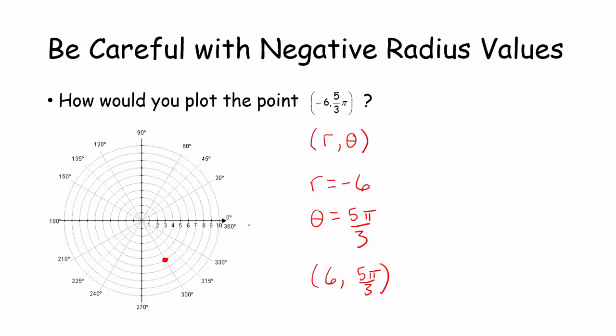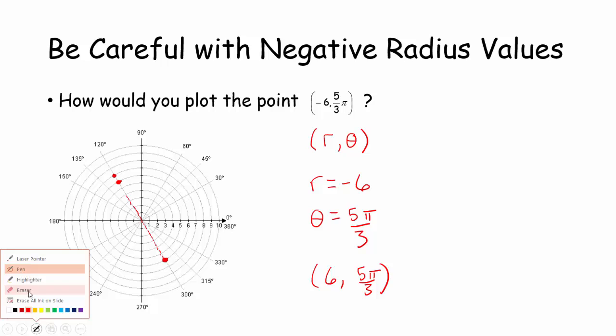But I want the point -6, 5 pi over 3. So negative means I'm going to trace my point back to the origin and then just keep going on the other side of the origin. I believe that's 6 units out. 1, 2, 3, 4, 5, 6. Oh no, that was 7 units out. So let me erase that real fast.